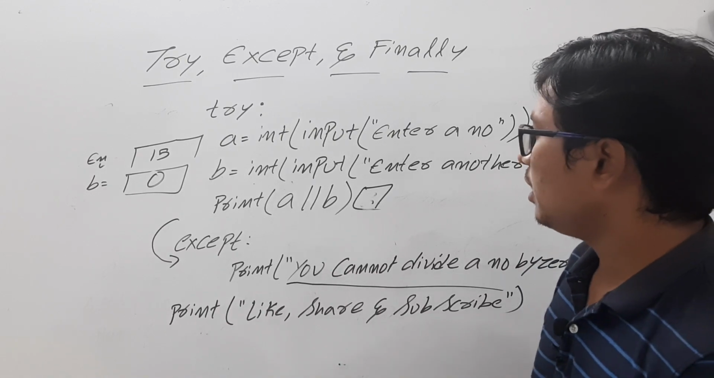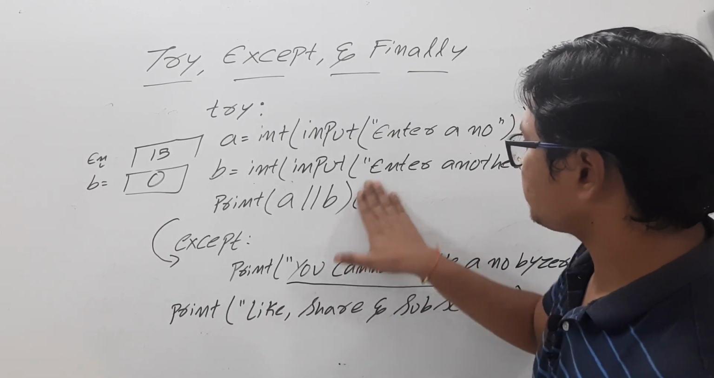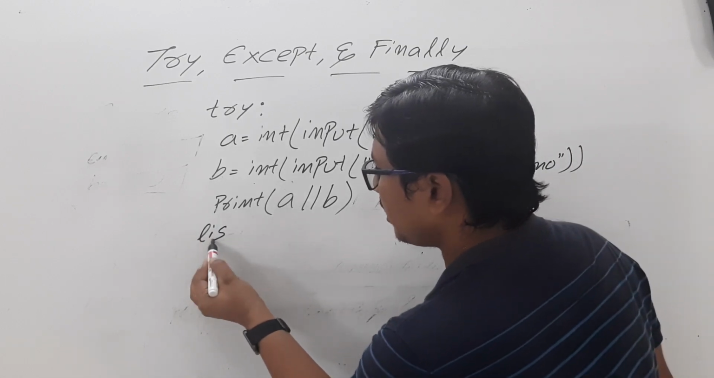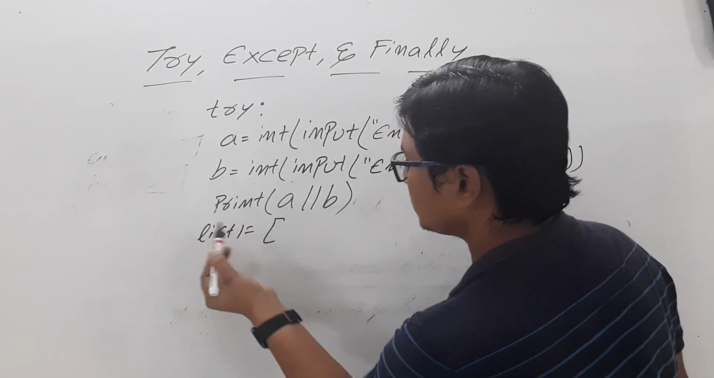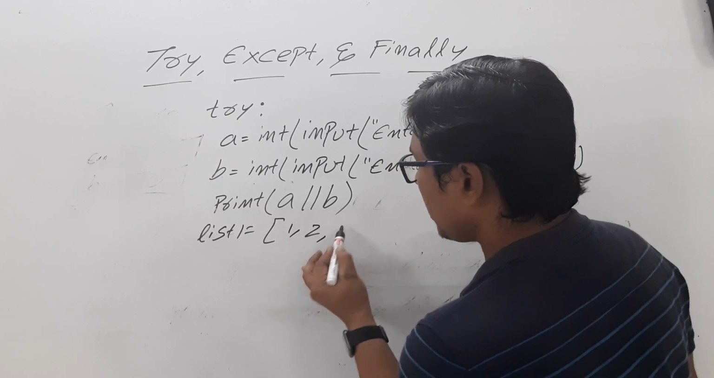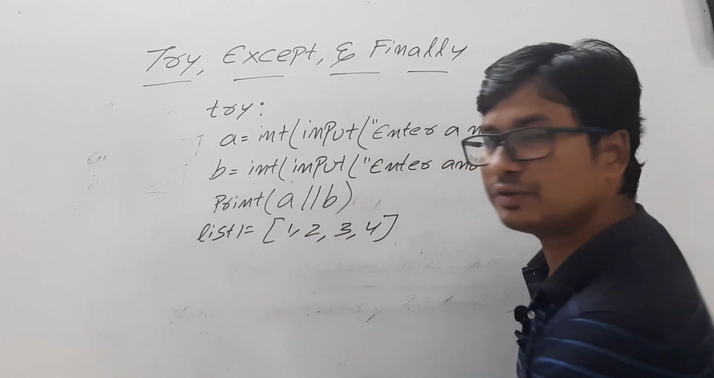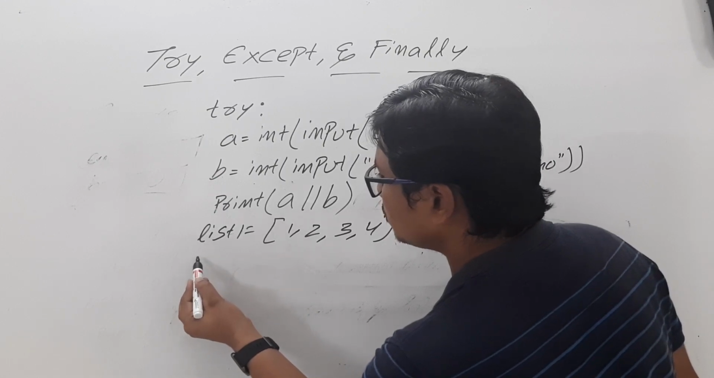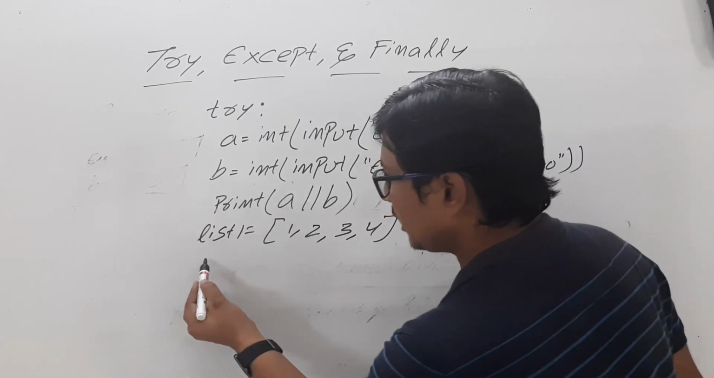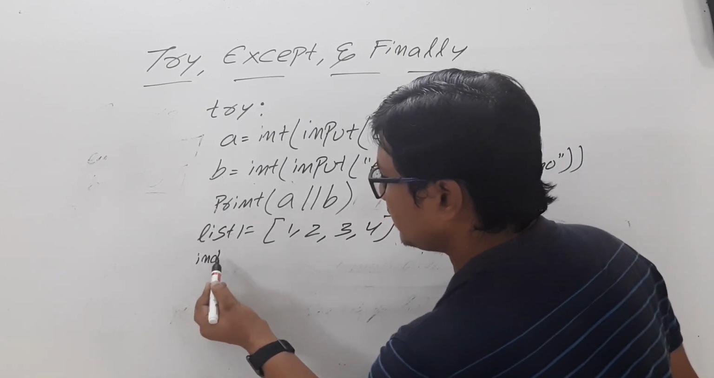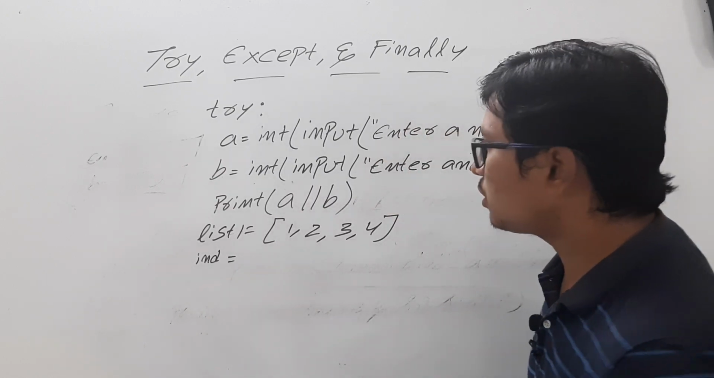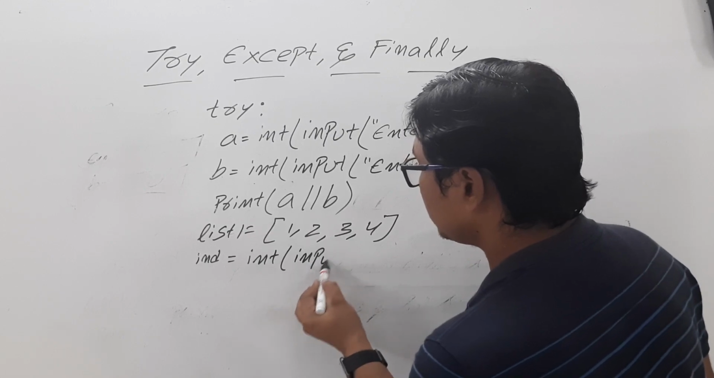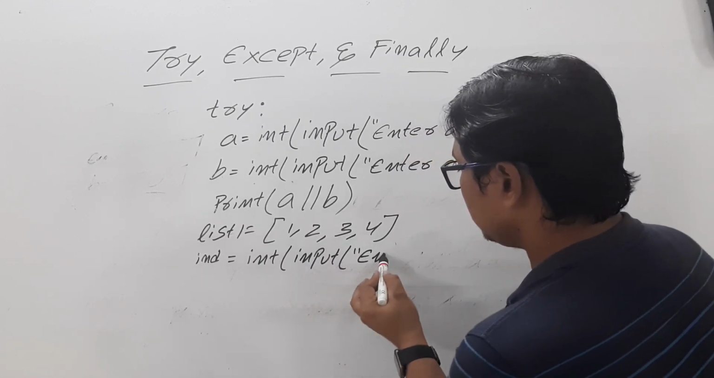Now there will be another issue. Look here. Let me consider that the user has defined a list called list1 having elements 1, 2, 3, 4, and then he is asking the user to enter the index. Let me write index is equal to int of input, enter the index.